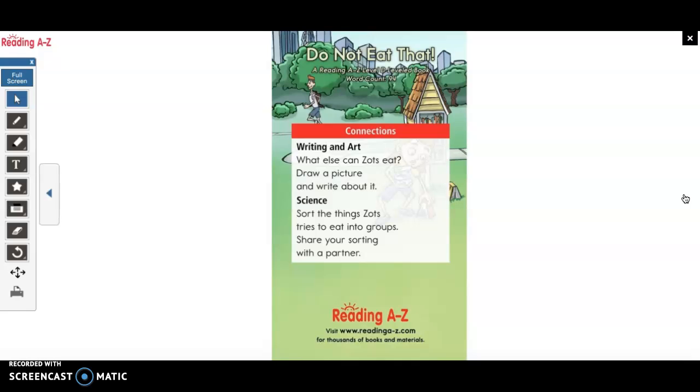What else could Zotz eat? You could use this as a chance to go and write on some paper about what you think he could eat, and you can draw a picture, maybe talk about what would be your favorite food, what would you like to feed Zotz.